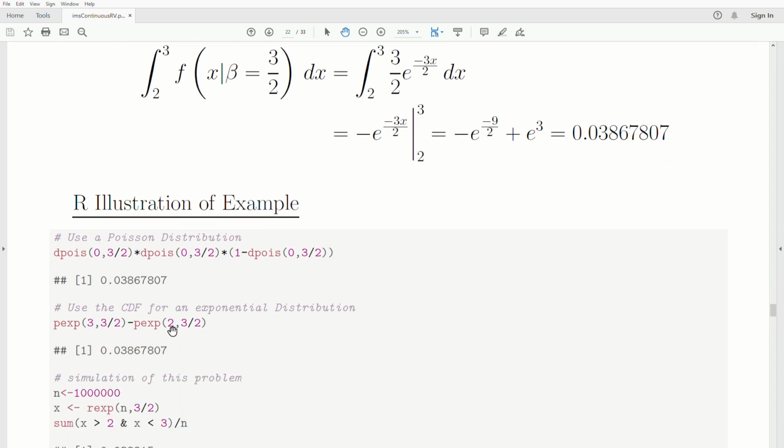So let's solve it using the CDF function of an exponential distribution. So pexp, which is the CDF of the exponential, we go from 0 to 3 with beta 3 over 2, minus the CDF of the exponential evaluated at 2. Of course, beta is 3 over 2. We get the same quantity.